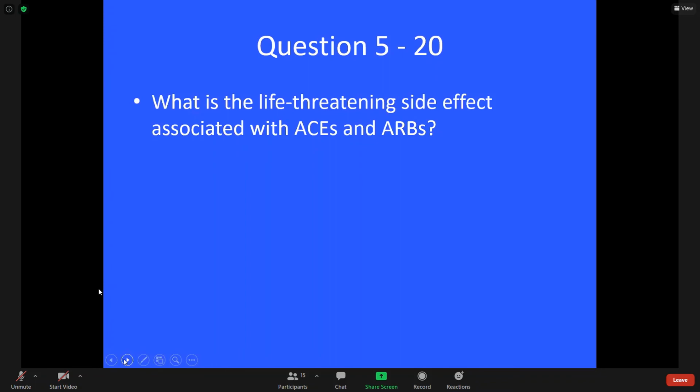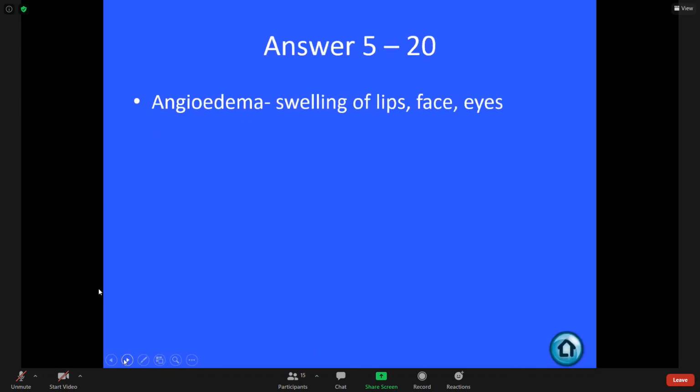Ariana, what is the life-threatening side effect associated with your ACE and ARBs? Angioedema. Correct. So the swelling of the lips, face, and eyes.